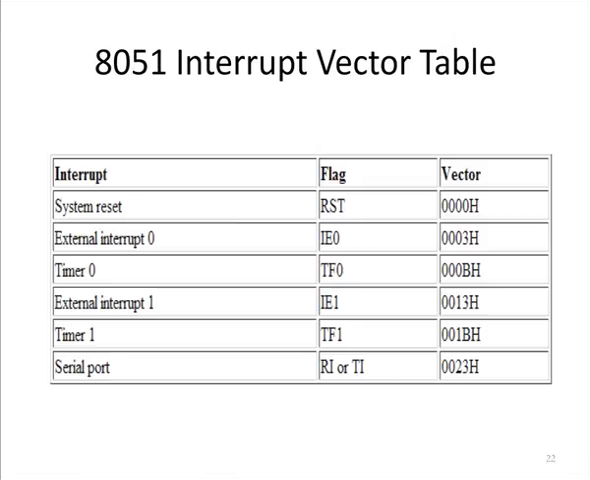0003H. Similarly, when the timer 0 interrupt occurs, the flag responsible is TF0 and the vector location for timer 0 is 000BH. When there is external interrupt 1, again the flag is IE1 and the vector location for this interrupt is 0013H. Similarly, when the interrupt is timer 1, the flag is TF1 and the vector location is 001BH. When the interrupt is the serial port, that is either RI or TI interrupt, the vector location is 0023H. So this was all about the interrupts of 8051.